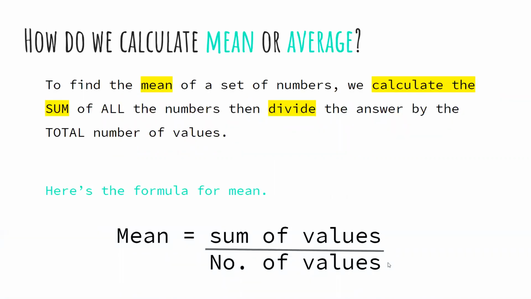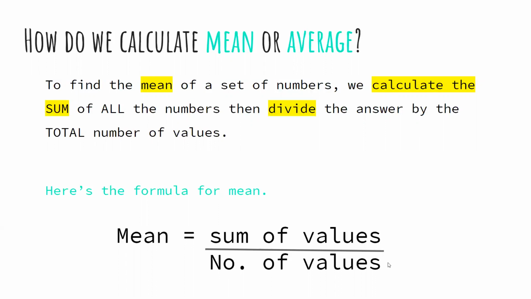So how do we calculate mean or average? And we say mean or average because the words are used interchangeably. That means they mean the same thing. So to find mean or average, there are two steps. First, we calculate the sum of all the values. Then we divide by the number of values.